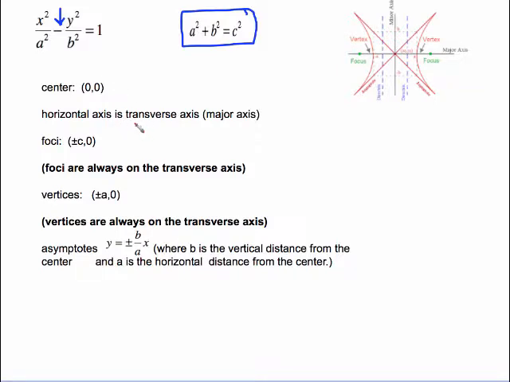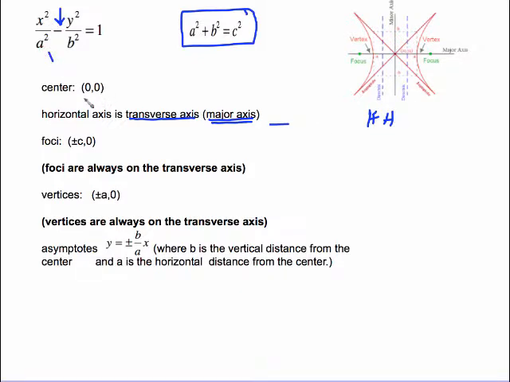The horizontal axis is called the transverse axis. That's just a fancy name for major axis. Why is the horizontal axis the major axis? Because this is a horizontal hyperbola. And why is this a horizontal hyperbola? Because x squared came first.